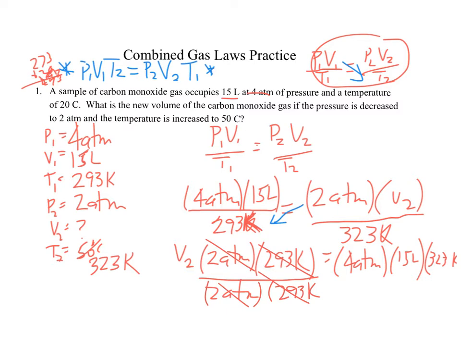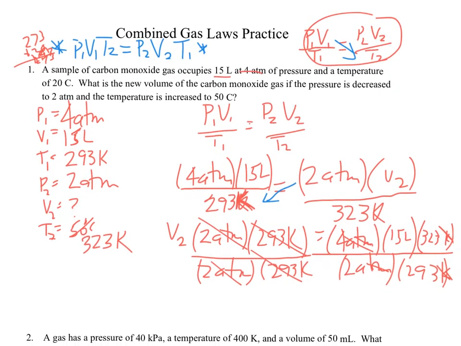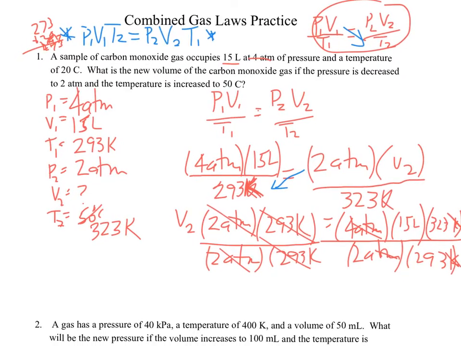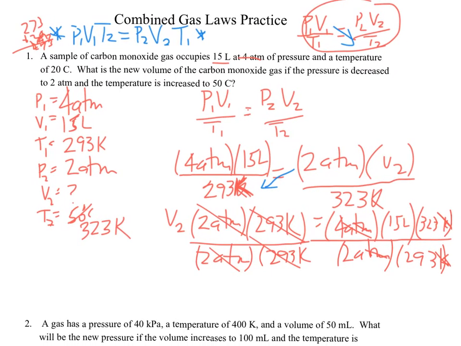But whatever I do to the left side, I have to do to the right side. So it's 2 atm times 293 K. So now my atm cancel my atm, so they're gone. My K cancels K. I'm left with liters, which is what I would like to have when I'm all done. And now all I have to do is just do the math.